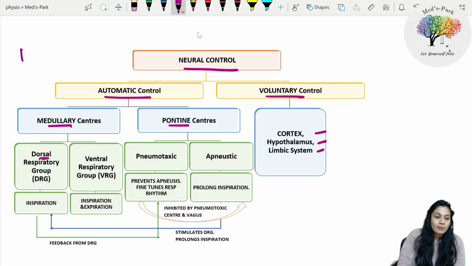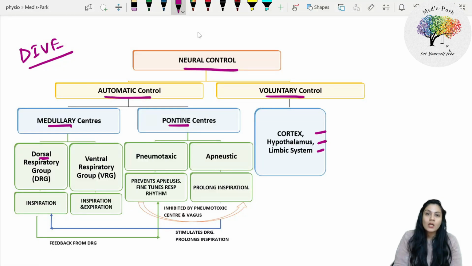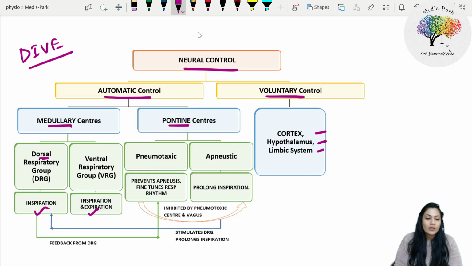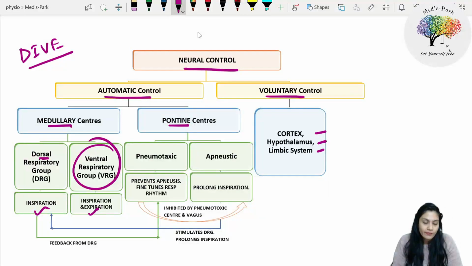So please remember this mnemonic. It's a very important mnemonic, DIVE. DI, that is DRG, contains only I type of neurons, and E type of neurons are only present in the VRG. VRG contains both types of neurons, but E type of neurons are present only in the VRG. Okay, so inspiration and expiration over here will be activated only and only during the overdrive phenomena.